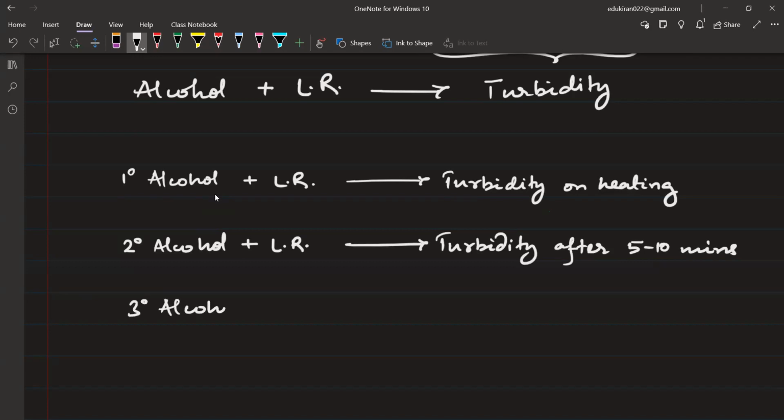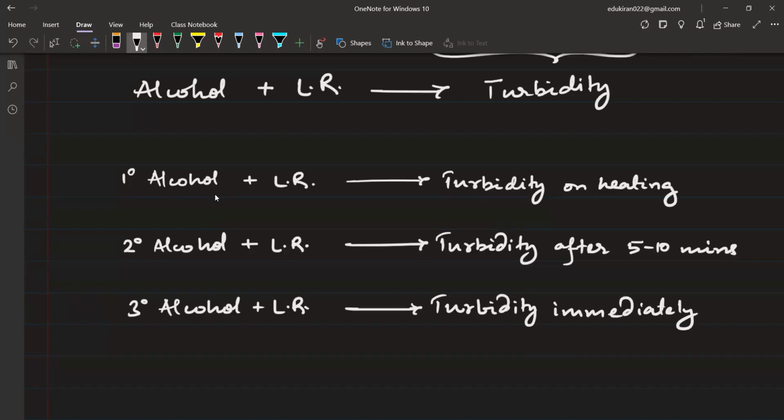3 degree alcohol plus Lucas reagent gives turbidity immediately. Did you get this, yes or no, please tell me. If you understood this now, yes or no? Aliza, Deborah, Fadil, Pia, Hussain. Yes, sir. Now, the next one is mechanism.